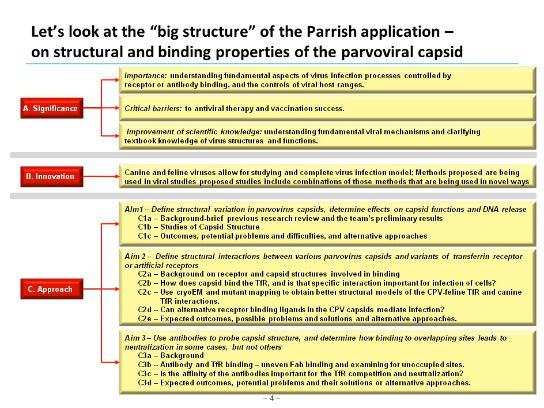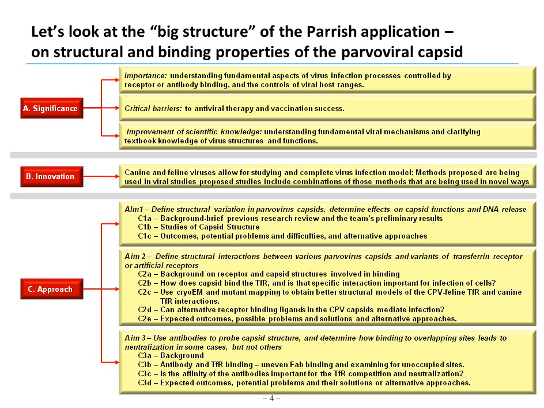And then finally, we have the third aim, using antibodies to probe the capsid structure and determine how binding to overlapping sites leads to neutralization in some cases, but not others. Again, same overall structure. What's the background? Antibody and TFR binding. Is the affinity of the antibodies important for the TFR competition and neutralization? And then finally, he addresses expected outcomes, potential problems and solutions, and alternative approaches.